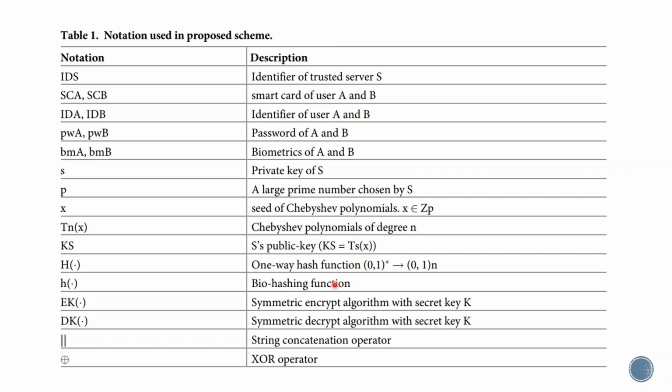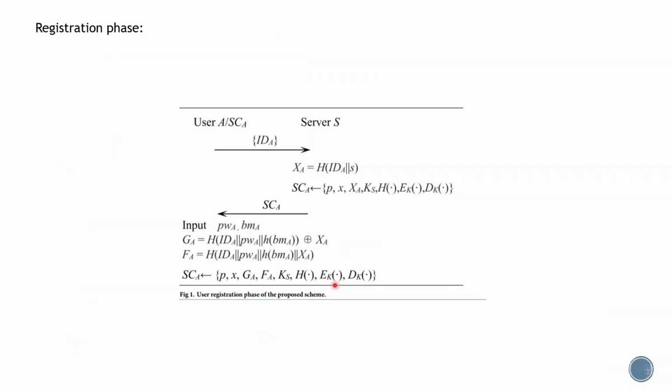Going to the protocol itself, this is the notation table for this particular protocol. Now the protocol phases: system initialization phase, which is not in this slide, but I'll just dictate it to you. The server picks a large prime number and a seed value and a chaotic map. Now the chaotic map used in this particular scheme is Chebyshev chaotic map or Chebyshev polynomials. And then it chooses a secure hash function, etc.